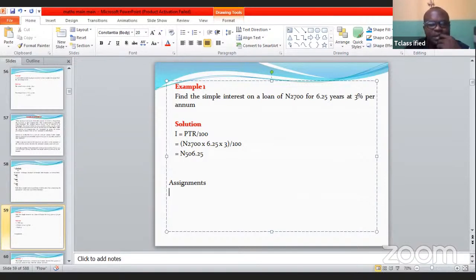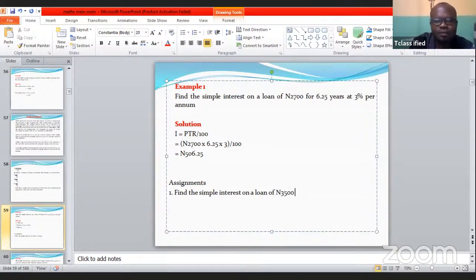So I'm going to give you guys some assignments now. So assignment number 1 is: find the simple interest on a loan of 3,500 naira for a period of 2.5 years at 6% per annum. You're going to submit in the WhatsApp group chat. So that's the question.